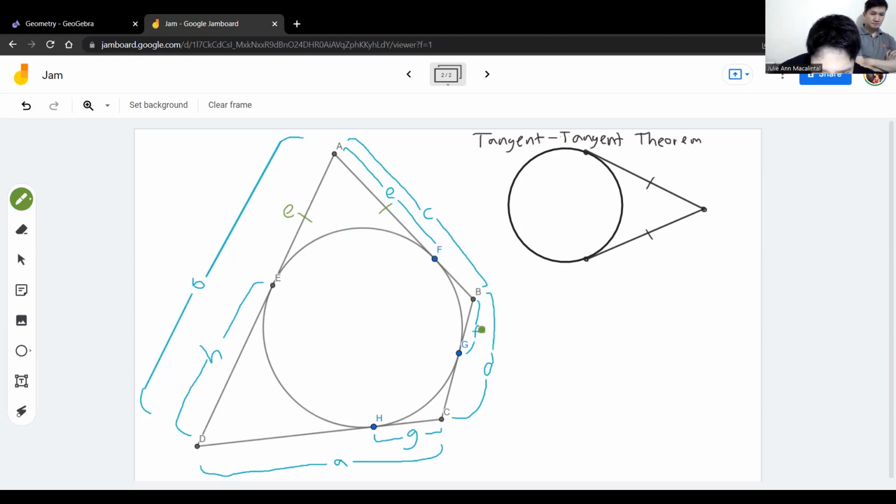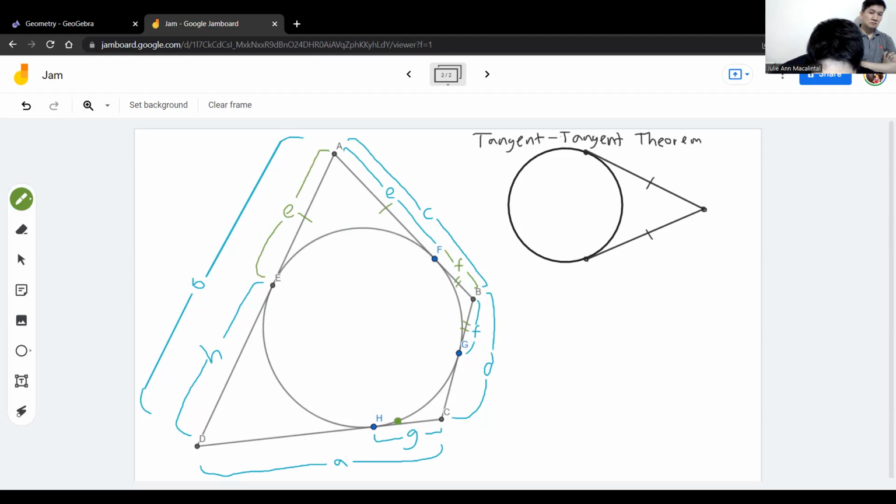BG, which is F, is a tangent and it originates from B. BF is also a tangent that originates from B. So therefore, this is equal and this is F. Maybe I should also add the brackets.